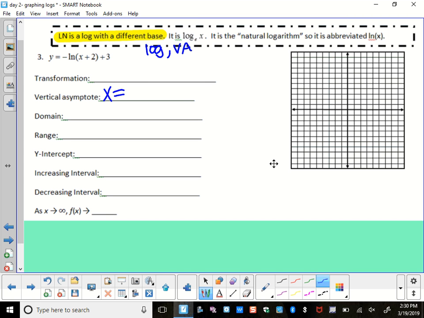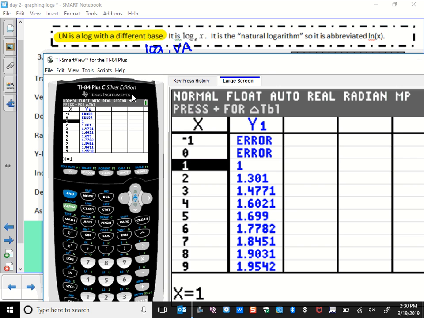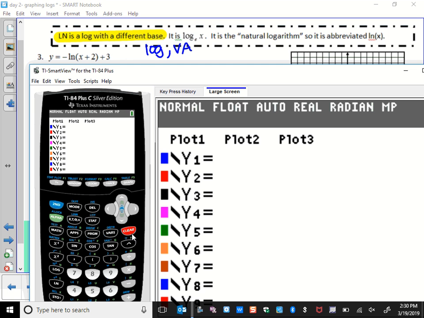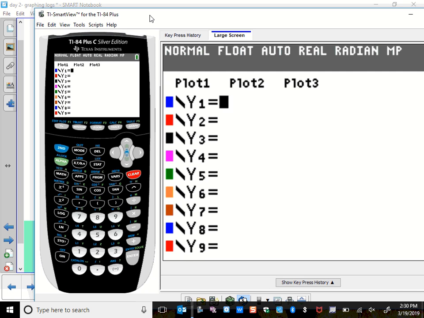What's the opposite of what's inside my parentheses? Good, -2. But let's just say that you forgot that on your test. That's fine. Let's grab our calculators. Go to y equals. Now let's type this in. I have negative ln, which is right next to 4. The parentheses comes up. What's inside the parentheses? X plus 2. What's on the outside? Plus 3.